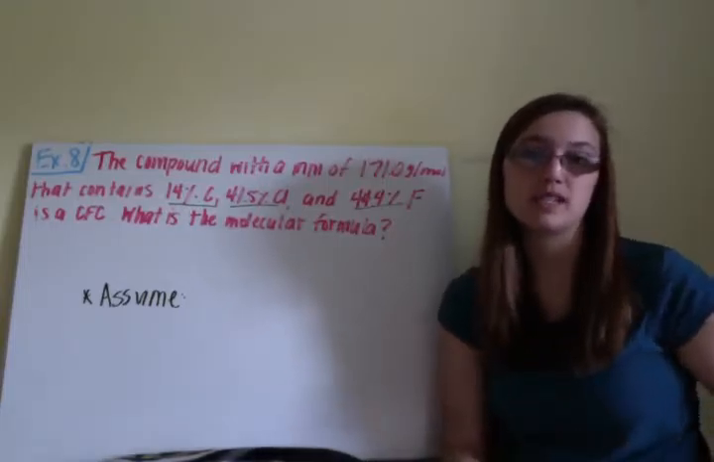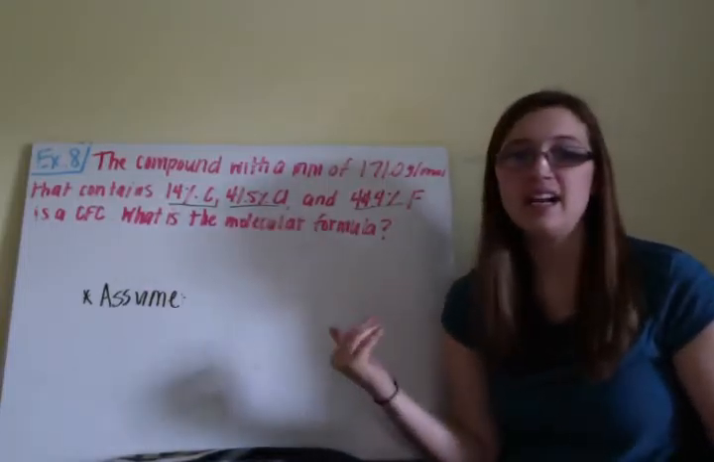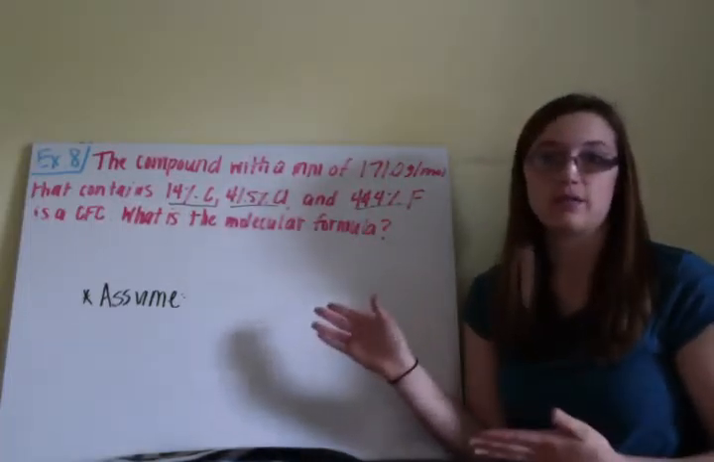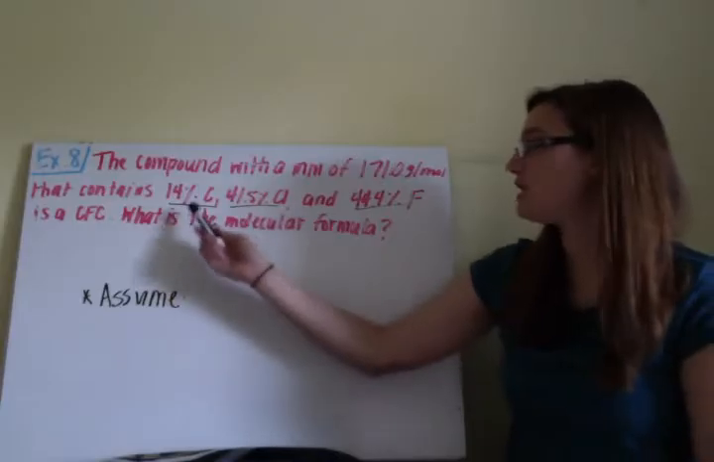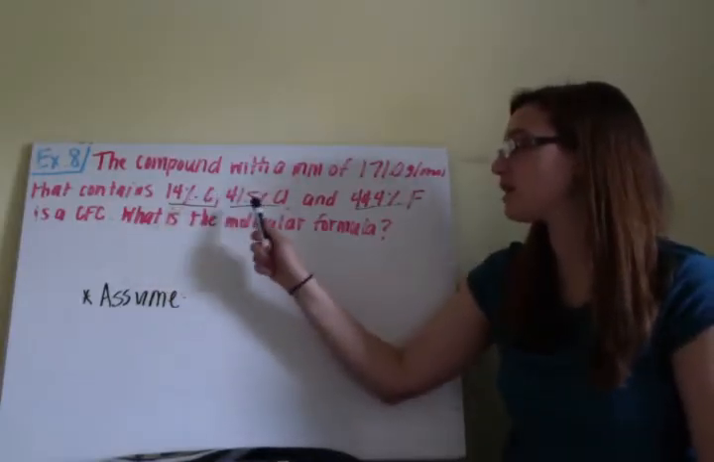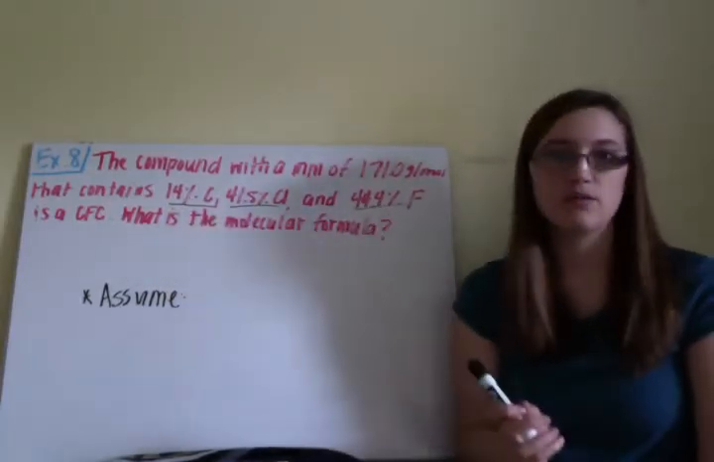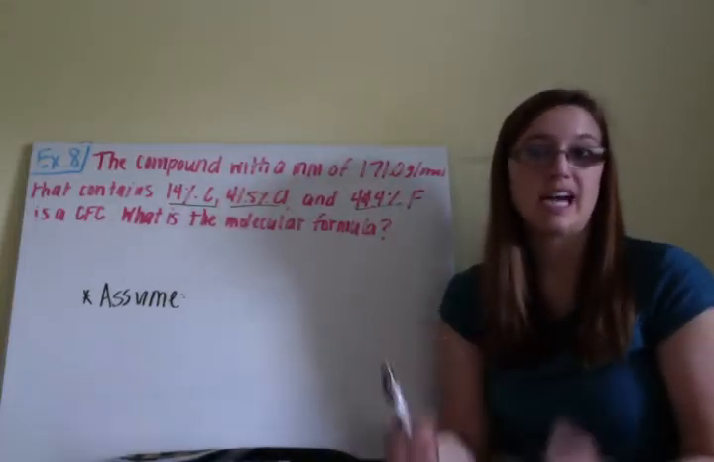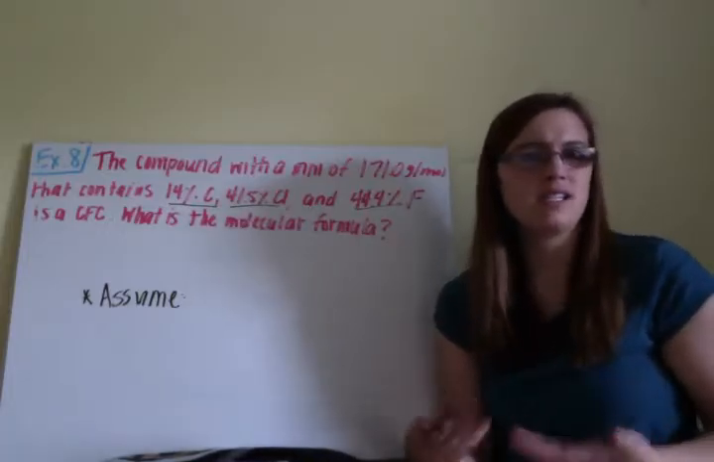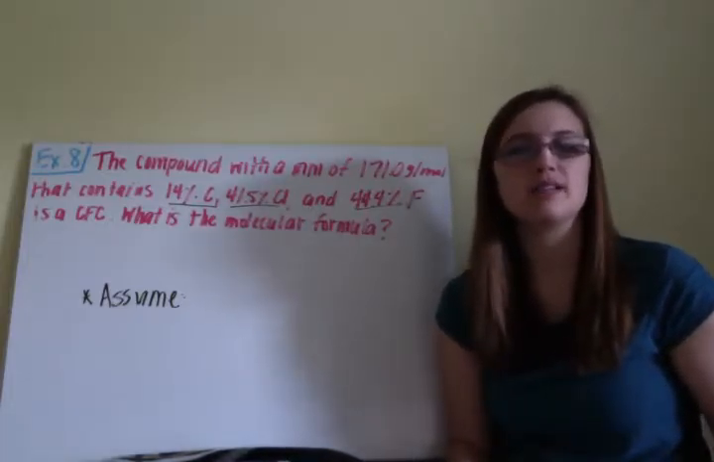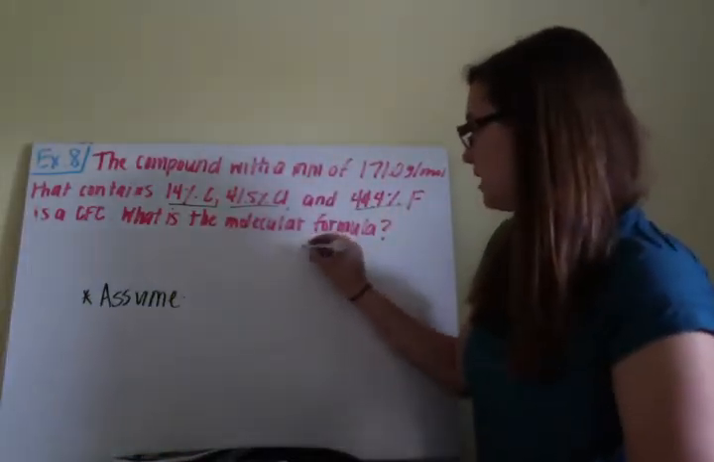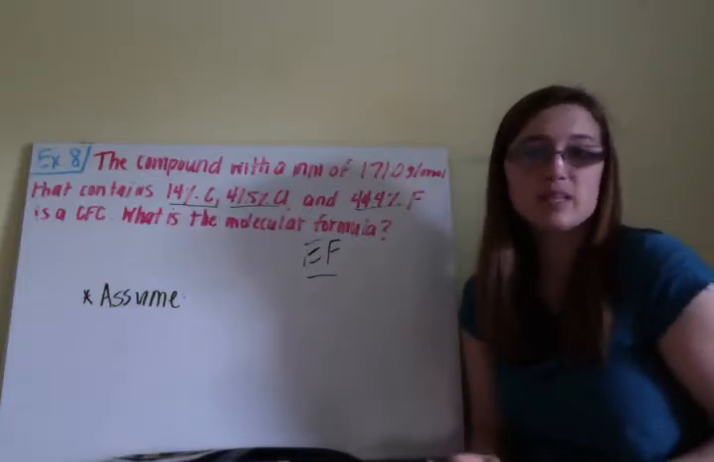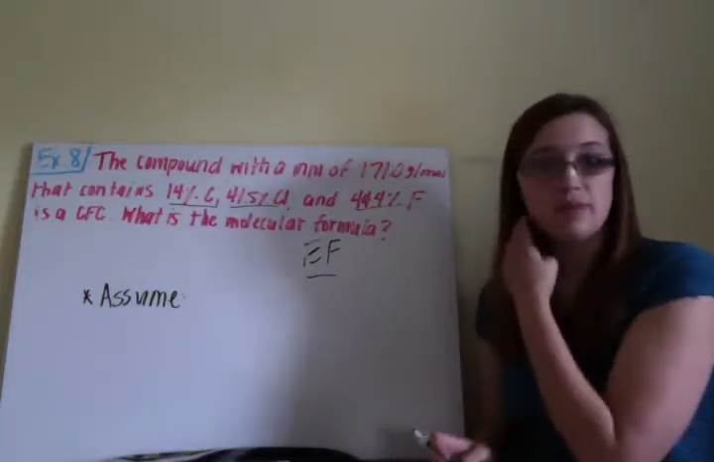So if something like this were discovered, scientists would have this data, and then they would have to figure out what the molecular formula is based on just this information. So if you notice in this problem, it tells us we have 14% carbon, 41.5% chlorine, and 44% fluorine. Now, before you find a molecular formula, which is the actual formula, you need to know what's the simplest ratio between these elements. So what that means is we need to first find the empirical formula. Okay, so before we find this molecular formula, we need to find the empirical.